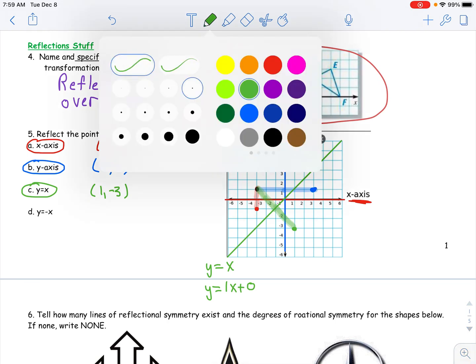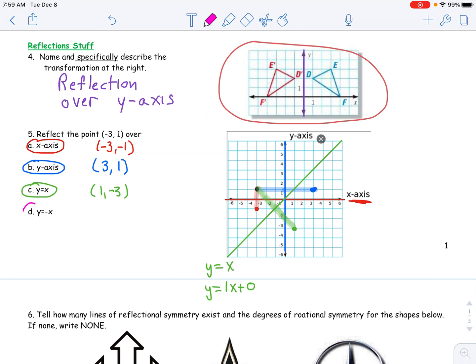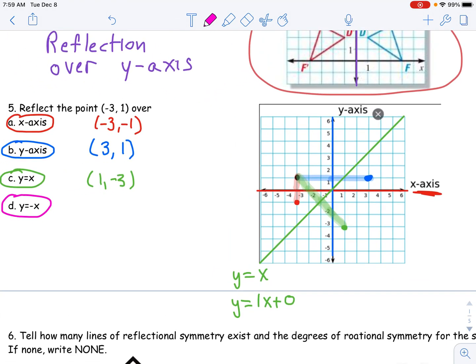And then last one right here, give me a good last color. Someone said pink. Weird how I can hear you telepathically in the future. I'm a very smart guy.